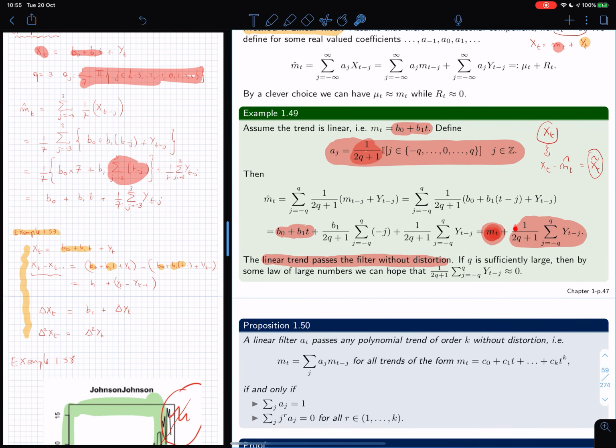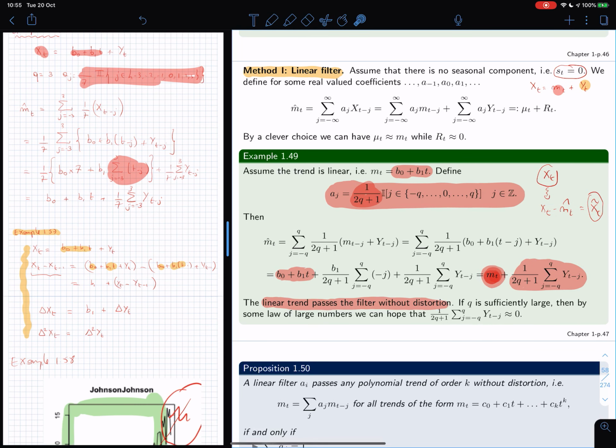Well, if Q is large enough, then some law of large numbers will argue that this is necessarily close to 0. So that this estimate here actually is very close to the true quantity MT, because the true quantity is unharmed by the filter. Well, if we take our Q large enough, then this goes to 0. Therefore, by applying the linear filter, we actually get an estimate of our trend. But once we have the estimate, we can remove it from the data, and we are supposed to be left with a stationary sequence.